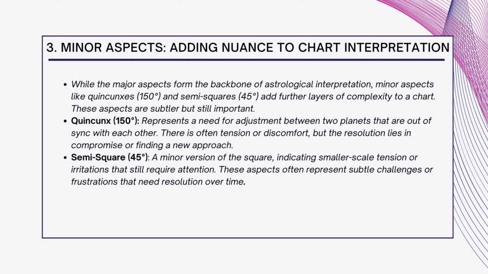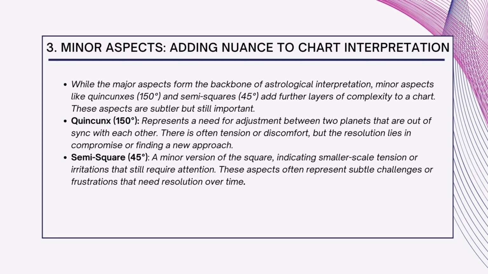3. Minor aspects, adding nuance to chart interpretation. While the major aspects form the backbone of astrological interpretation, minor aspects like quincunxes, 150 degrees, and semi-squares, 45 degrees, add further layers of complexity to a chart. These aspects are subtler but still important.